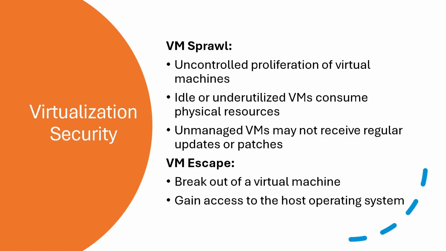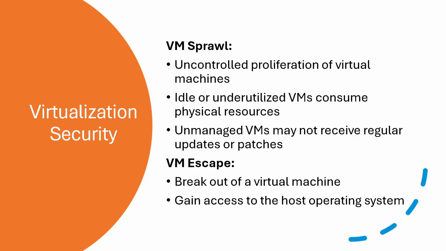Virtualization security. VM sprawl. VM sprawl refers to the uncontrollable proliferation of virtual machines. Organizations create and use multiple virtual machines, but idle or underutilized VMs consume physical resources as well, and unmanaged VMs may not receive regular updates or patches, leading to vulnerabilities within the system.